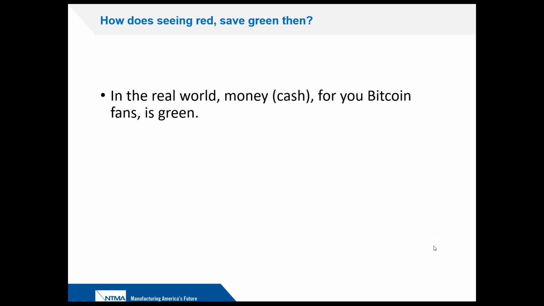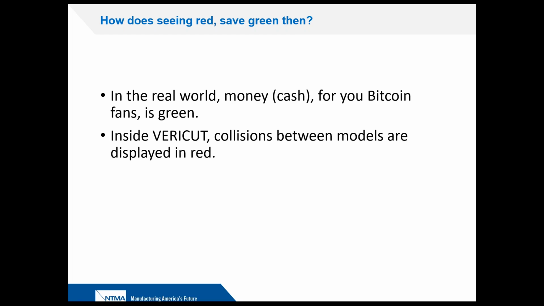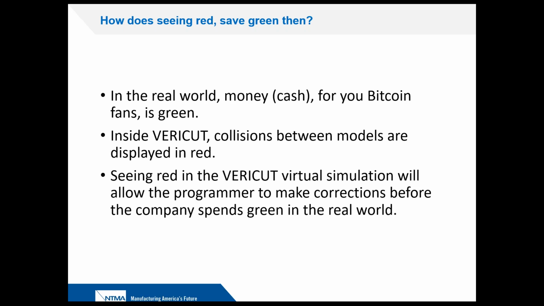How does seeing red save green then? Well, in the real world, money or cash for you Bitcoin fans is green. Inside VERICUT, collisions between models are displayed in red. So seeing red in the VERICUT virtual simulation will allow you as the programmer to make corrections before the company ends up spending green in the real world. And it is at this time that I bring the unfortunate news that money trees do not exist. If you do know where they are, please let me know after this presentation.